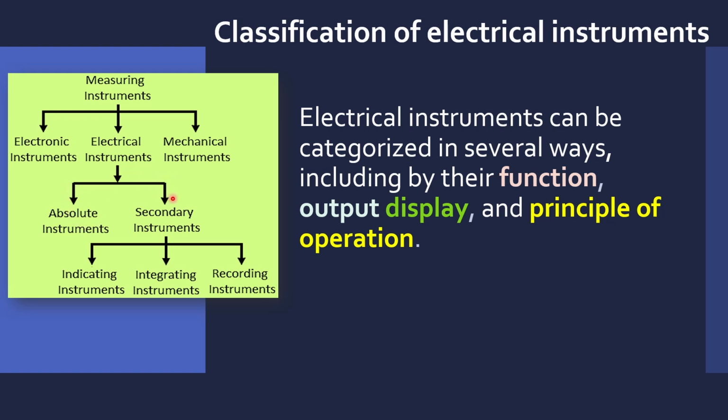electrical instruments are basically of two types, absolute instruments and the secondary instruments. While absolute instruments are not subdivided further, secondary instruments are further subdivided into different categories like indicating instruments, integrating instruments, and recording instruments. We will understand all these in details in the subsequent slides.